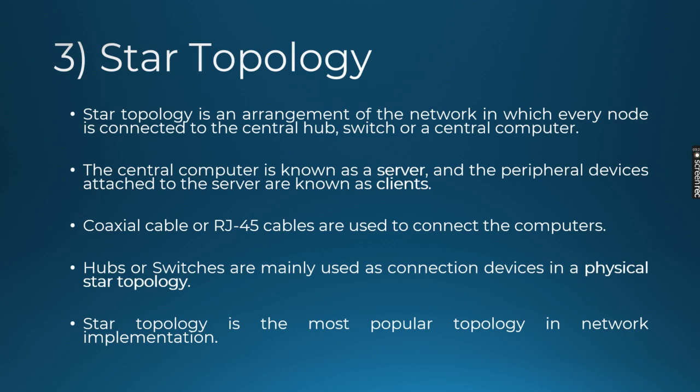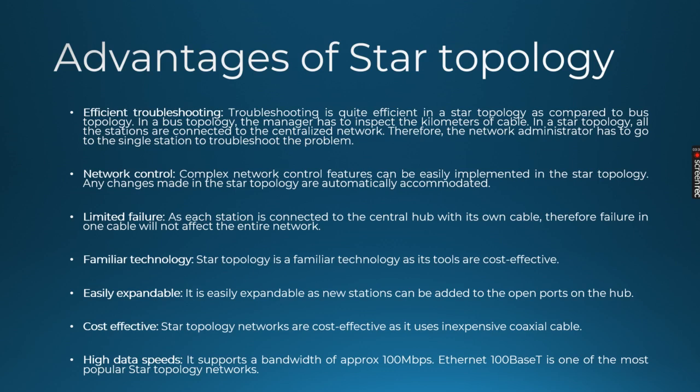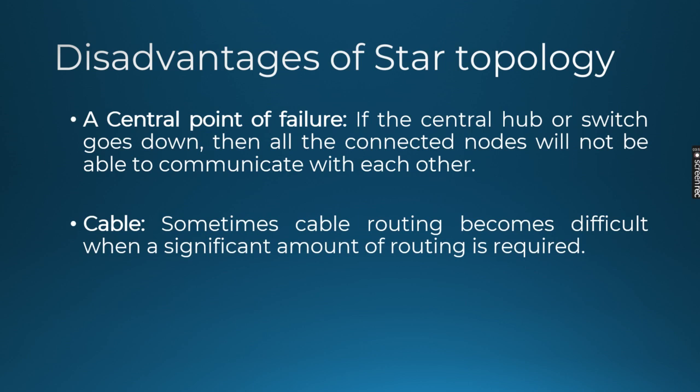Hubs or switches are mainly used as connection devices in a physical star topology. Star topology is very popular, the most popular in network implementation. Advantages: efficient troubleshooting, network control, limited failures, familiar technology, easily expandable, cost effectiveness, and high data speeds because it supports a bandwidth of approximately 100 Mbps. Let's see the disadvantages of the star topology.